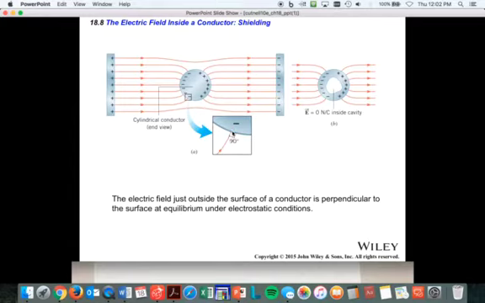The electric field just outside the surface is perpendicular to the conductor under electrostatic conditions. So electric field lines are perpendicular when they come out. Okay, notice that obviously they're perpendicular here, but they're also perpendicular when they come in. The electric field inside is 0.